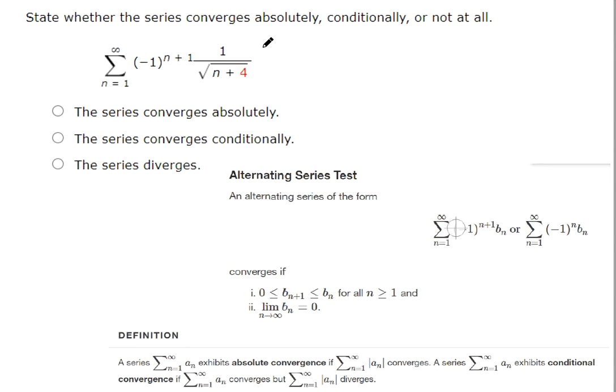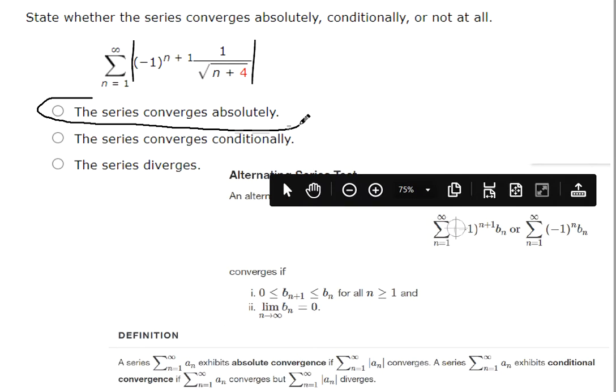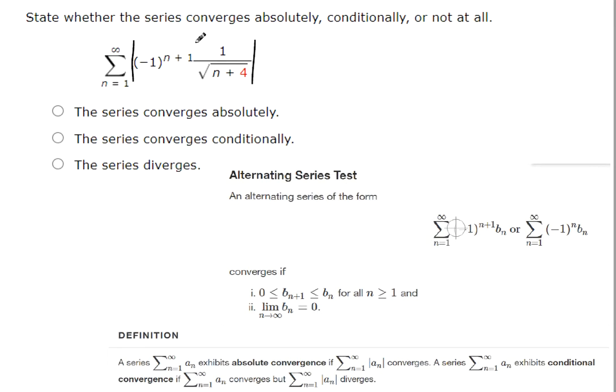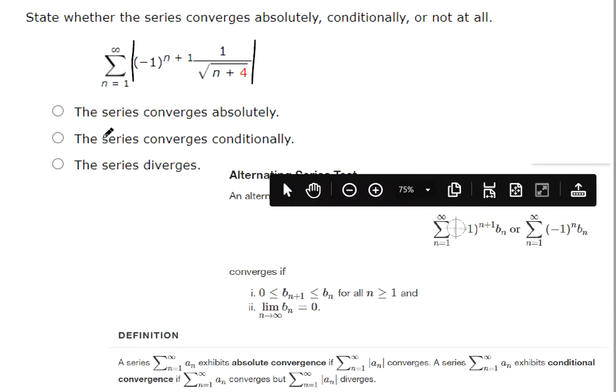We want to evaluate whether this series converges absolutely, conditionally, or not at all. So the first thing you want to check is if the absolute value of the sequence converges, because if it does, then it converges absolutely, nothing else you have to check. If the absolute value of the sequence, from n equals 1 to infinity, doesn't converge, if that diverges, then you need to check to see whether it converges conditionally.